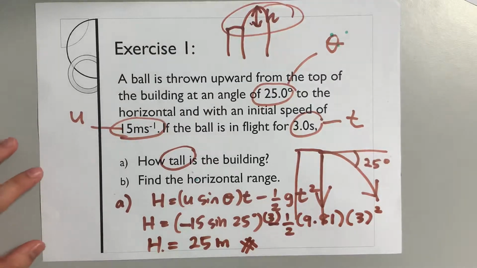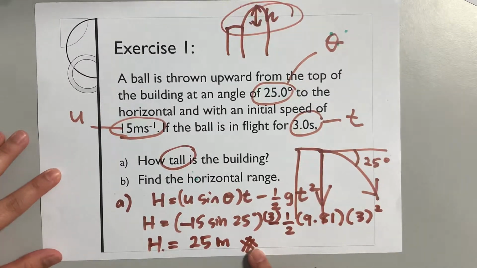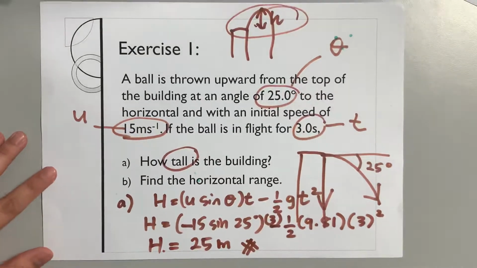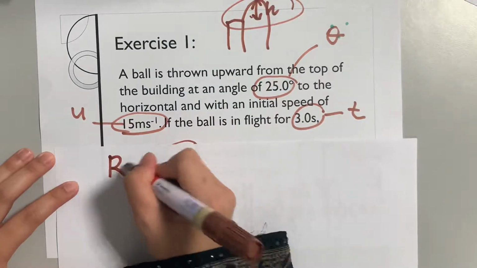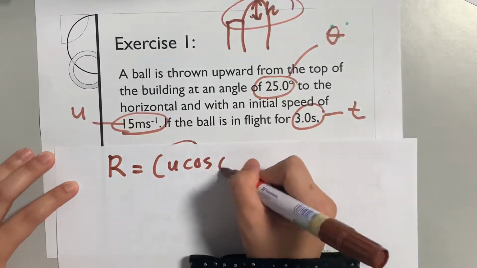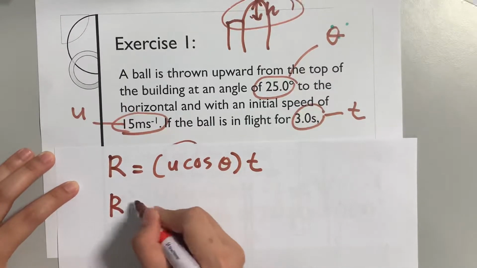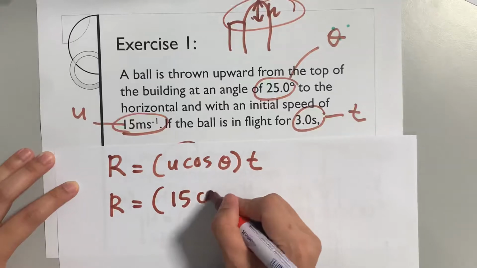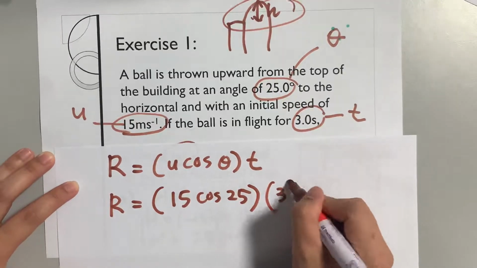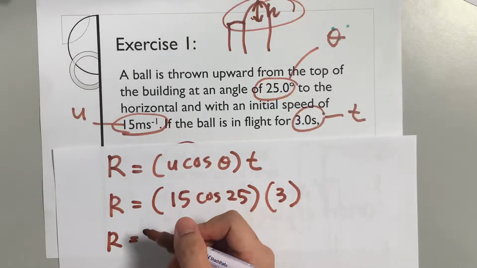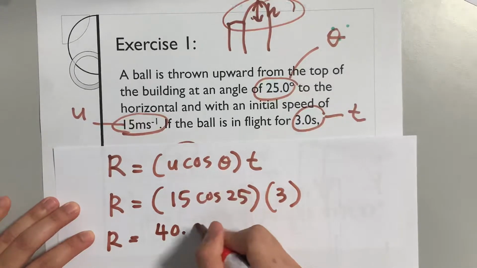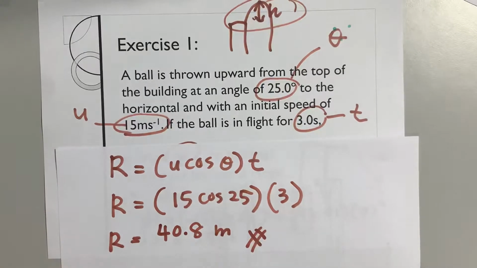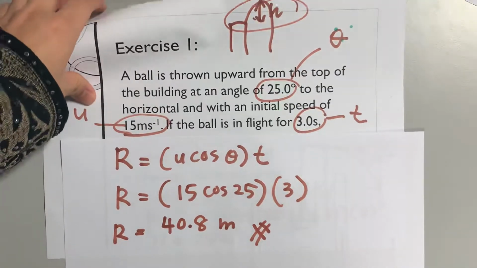Okay, easy. 1, 2, 3 marks. Find the horizontal range. So horizontal range means r, right? So the equation is r is equal to u cos theta t. So r is equal to 15 cos 25 times 3. Easy peasy like ABC. So 15 times cos 25 times 3, how much? 40.8 meters. Easy, right? Straightforward question.